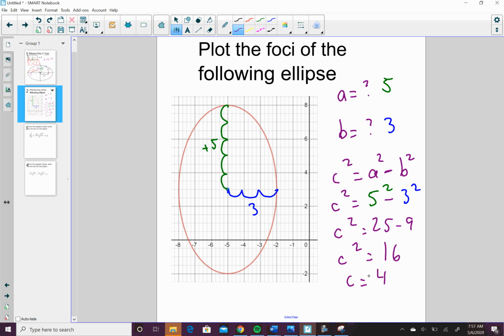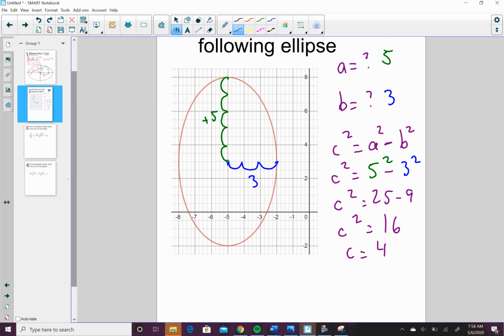So what that really means is that to plot each of my foci, again, they lie along the major axis. What I do is I go from the center, up 4 units. So 1, 2, 3, 4. That means F1 is going to be right there at that coordinate. F2 is the same thing. I just go down 4 units. So 1, 2, 3, 4. And that's going to be F2.